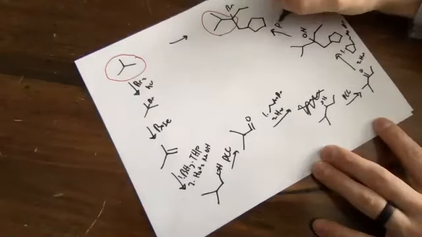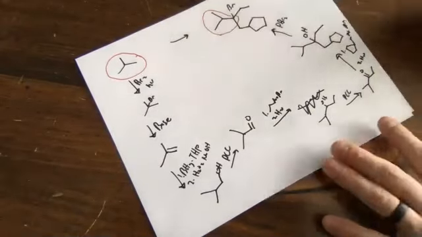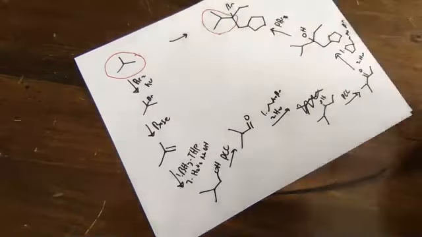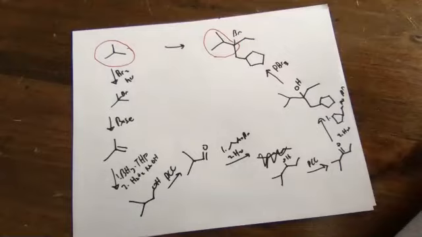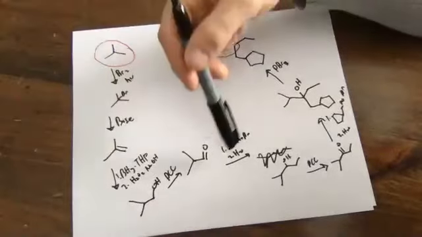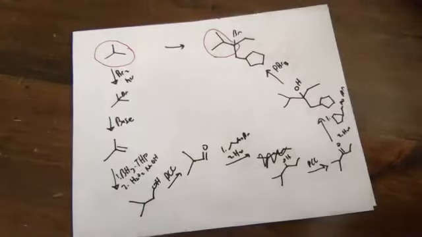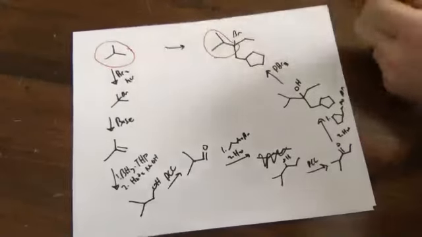And then just PBr3 lets me do a transformation from an OH to a bromine. Let's see, this is 1, 2, 3, 4, 5, 6, 7 steps. So this is a lot more similar to what you guys might see on one of your exams.